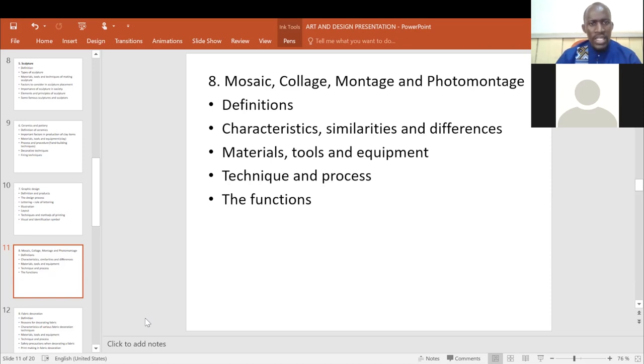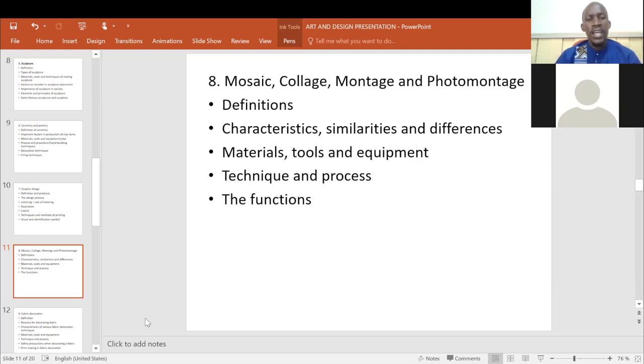With that, when the learners are able to describe and highlight the characteristics of a mosaic and a collage, it becomes easier for the candidate to note the similarities and the differences of this particular artwork. We talk about the mosaic, the collage, the montage, the photomontage. A question might come in the exam: can you highlight the difference, or rather the similarities, of a montage and a mosaic?